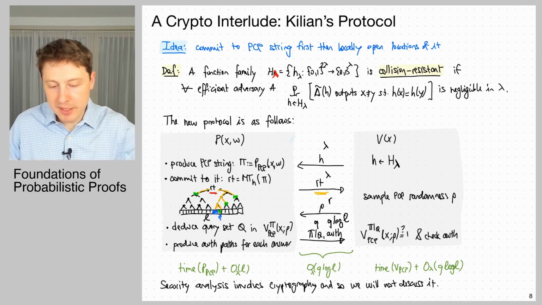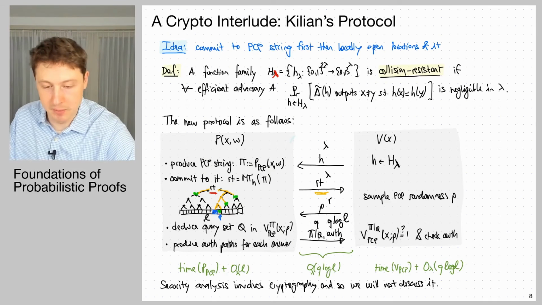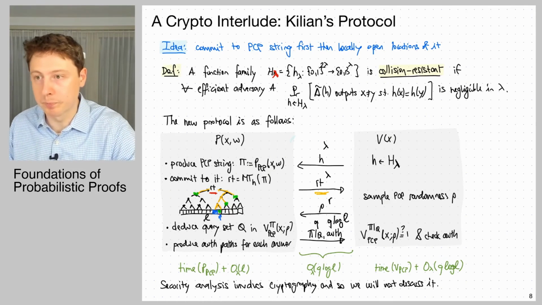By the way, the technical term for this is a succinct argument because the amount of communication is succinct. So this is the canonical construction of a succinct argument. It is built from a PCP.